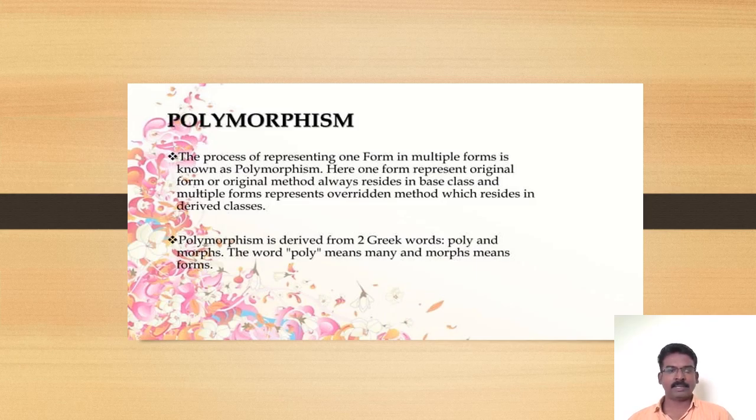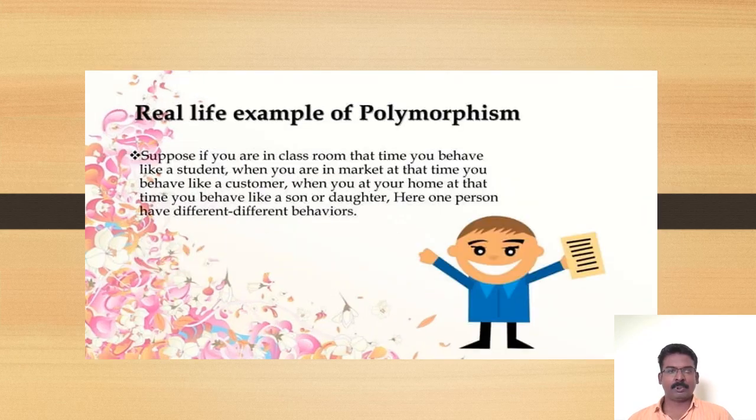So likewise in C++, coming to the function, if a function exists with the same name in different forms, then it is called polymorphism. This word has arisen from the Greek word polymorphism, where poly means many and morphs means forms. So let's get into detail about polymorphism.